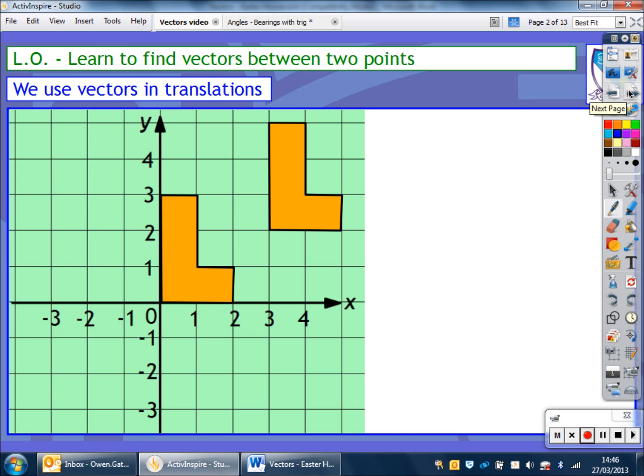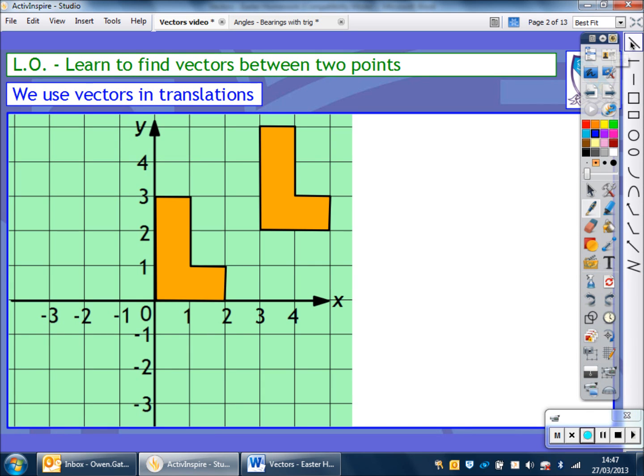Now, you will have recently been doing work on transformations, and in particular I want to look at translations. Now a translation is just when we move a shape. So let's just take this shape and move it over here. Now we're interested in which direction it's moved in and how far it has gone.